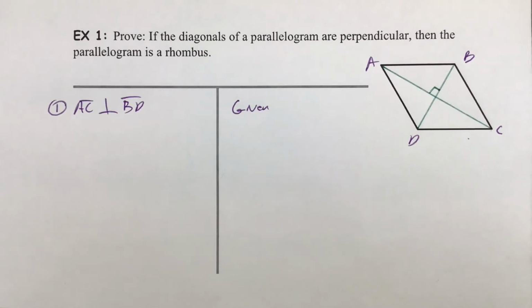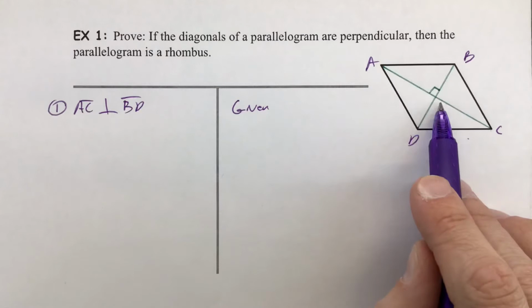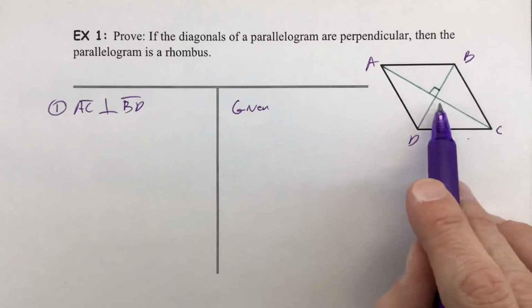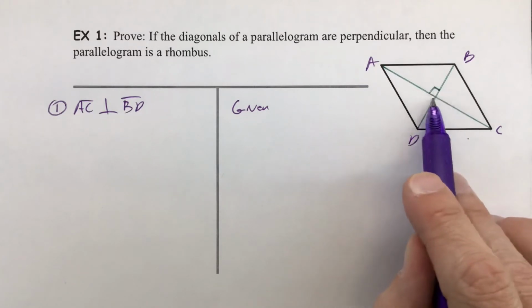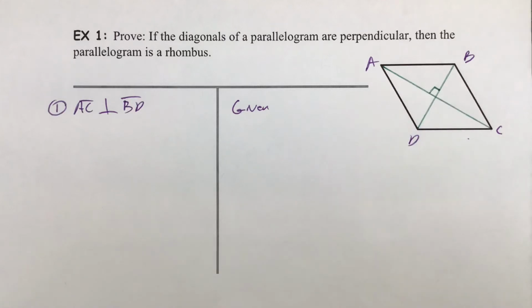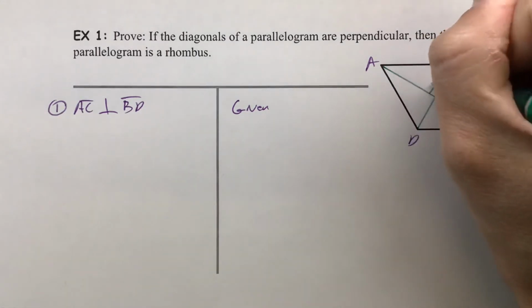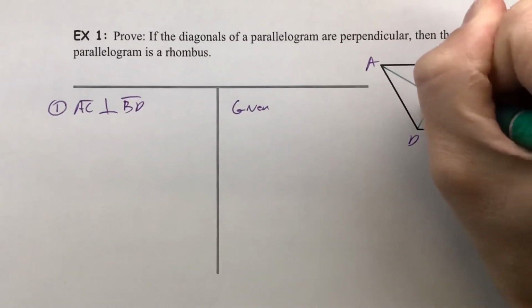Now, because they're perpendicular here, all of the angles that are going to be in that spot are going to be 90 degrees. We only put a box in one of them, but they're all going to be 90 degrees. So what I'm going to do is label all of them. Let's go ahead and call them 1, 2, 3, and 4.